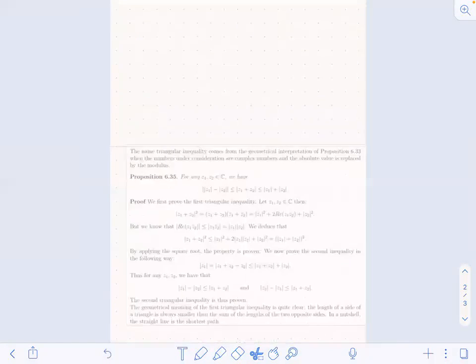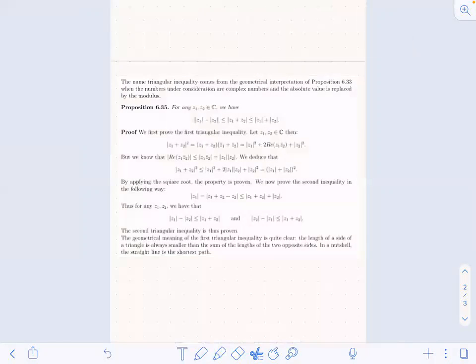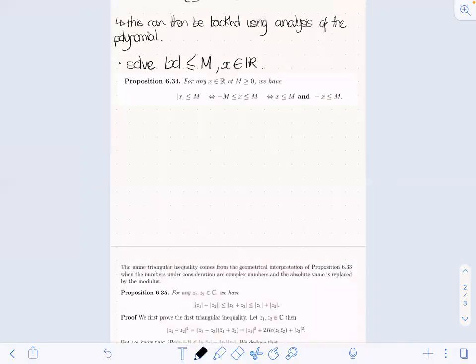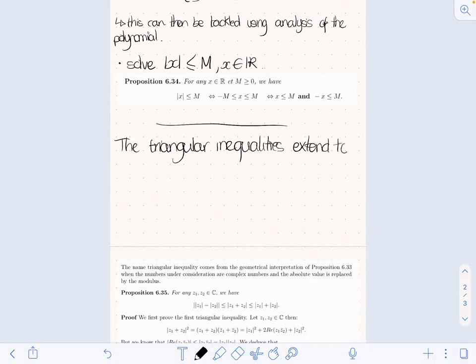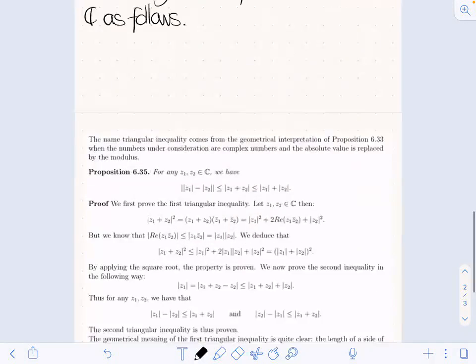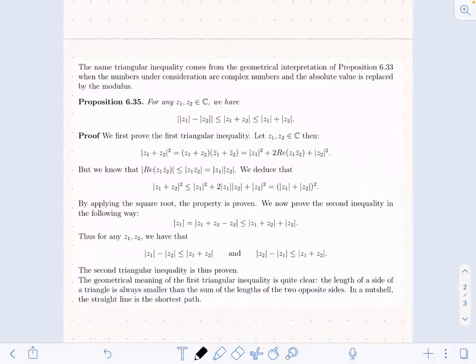It's actually used more in the complex case. I think it makes more geometrical sense in the complex case. So you can note that the triangular inequalities extend to C as follows.